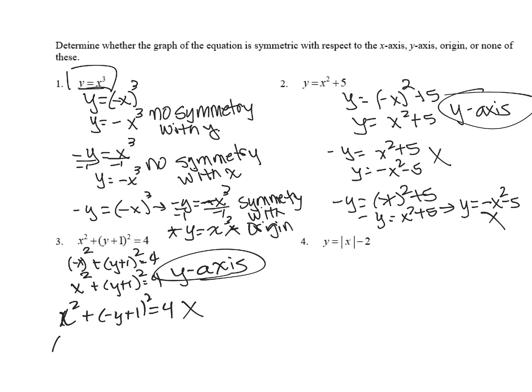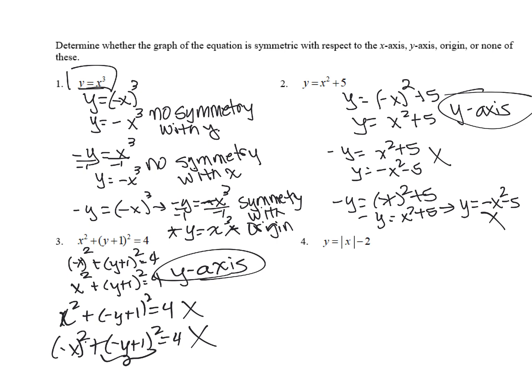And a very similar thing is going to happen when we make both of them negative. I can't simplify that out. So because of the negative y plus 1 squared, it's also not going to be symmetric to the origin.